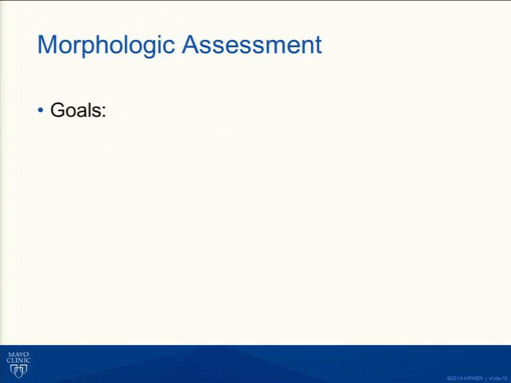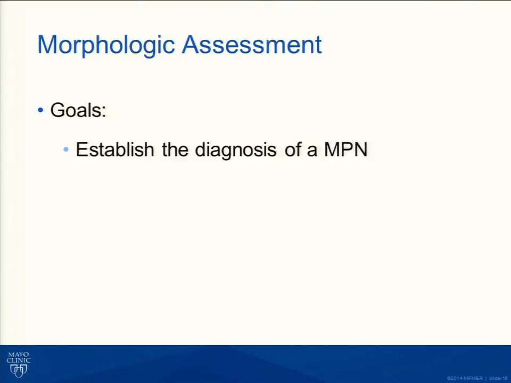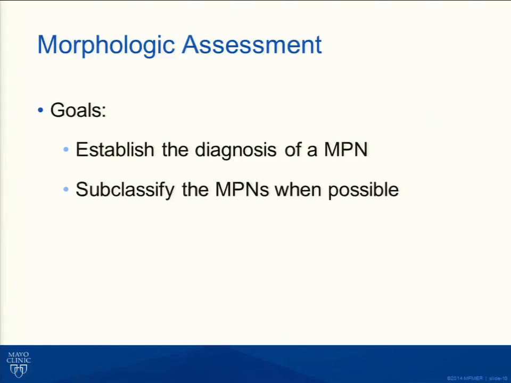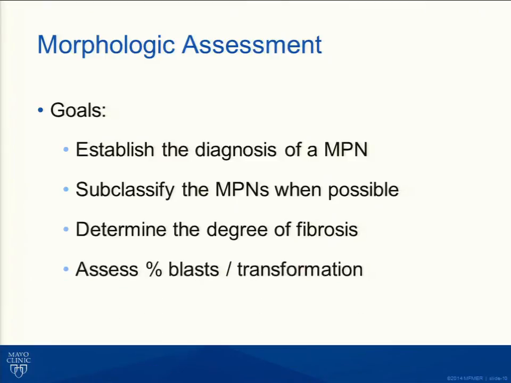The role of the morphologic assessment here is first to establish the diagnosis of an MPN, then to subclassify it, then to evaluate the degree of myelofibrosis, and lastly to assess the percent of blasts and rule out transformation.